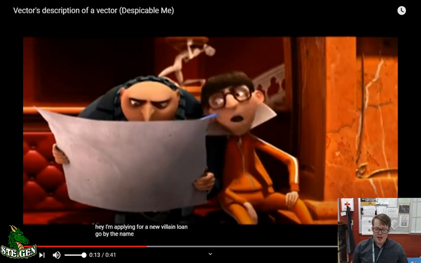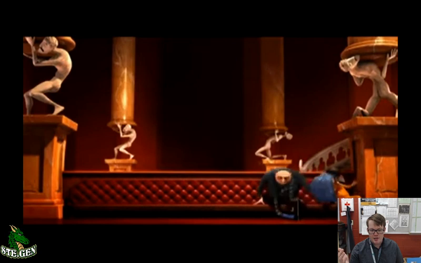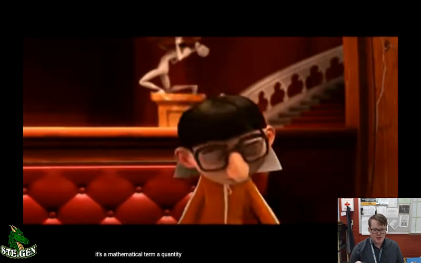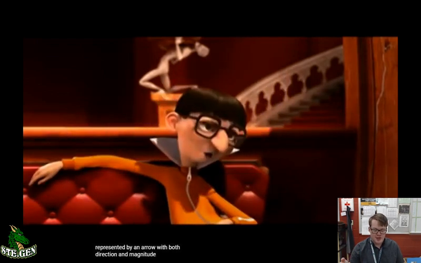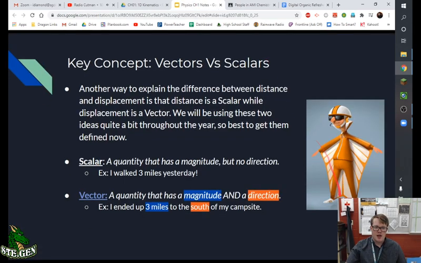So he's applying for his new villain loan, Vector, and he actually has the pretty accurate definition of what a vector is. If we give him a moment. Mathematical term, a quantity represented by an arrow with direction and magnitude. That is a vector. Vectors have direction and have magnitude.